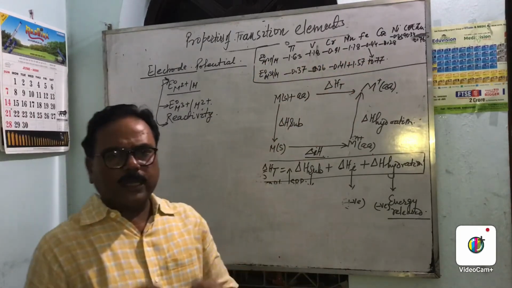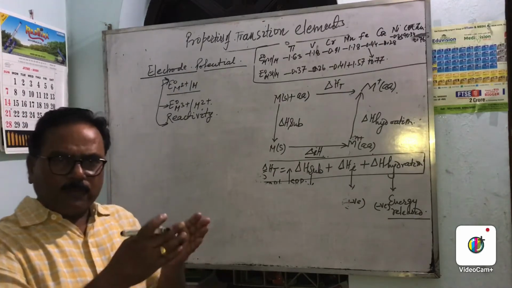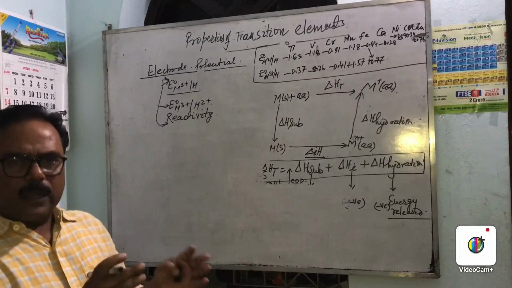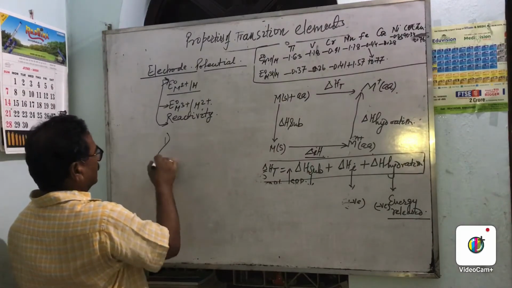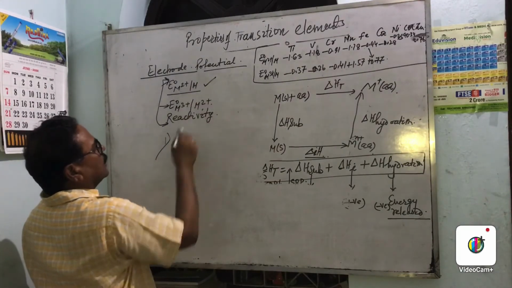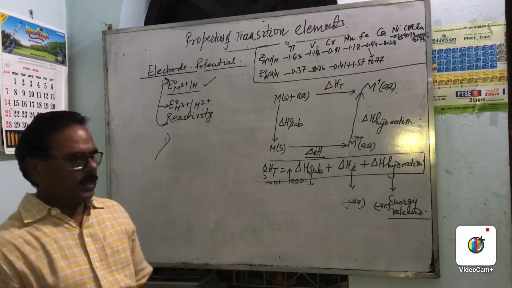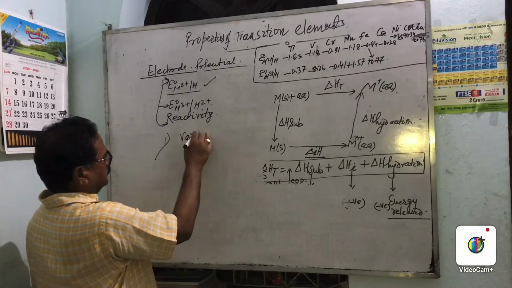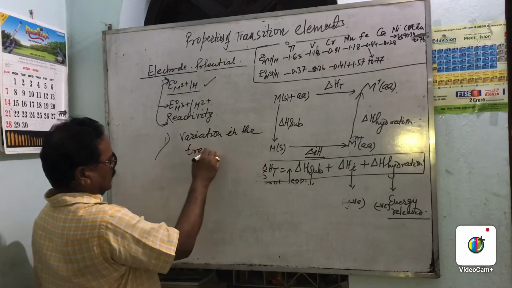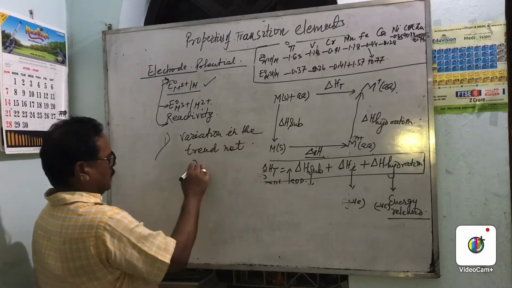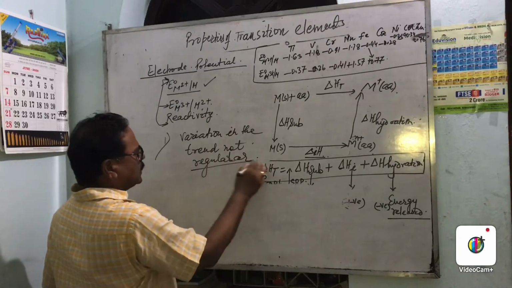When we talk about the electrode potential values of the transition metals, we consider M to M2+ and M3+ to M2+. In the first, M2+, the variation in the value of the electrode potential is not regular. First point: the variation in the trend is not regular. Why is it not regular?